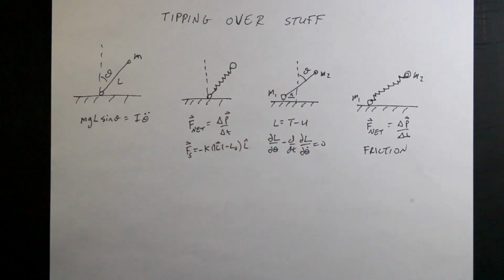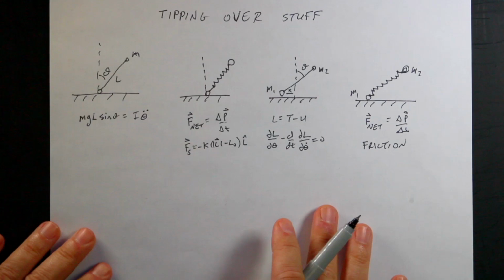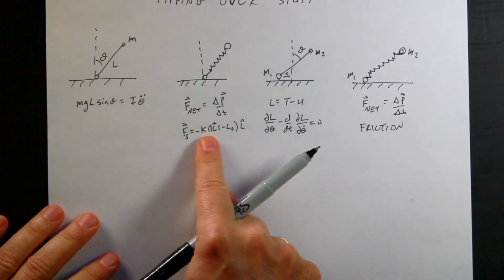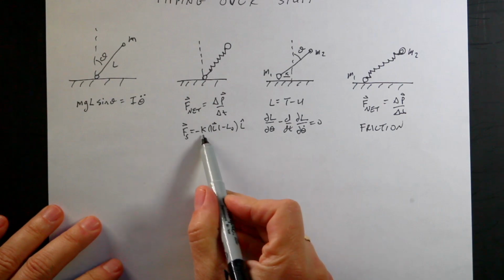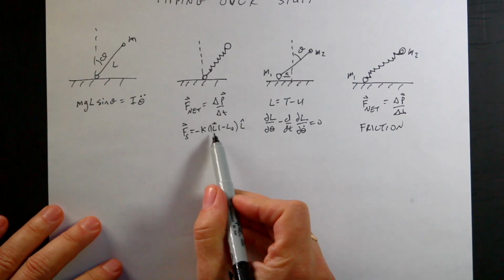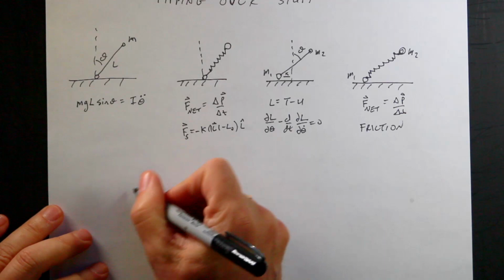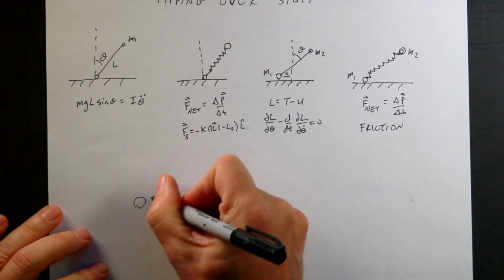Okay, so let me just remind you how I'm going to do that. The first thing is the spring force, right? So the spring force is some spring constant. And then what I'm going to do is, suppose I have two masses. Let me just redraw my masses right here.